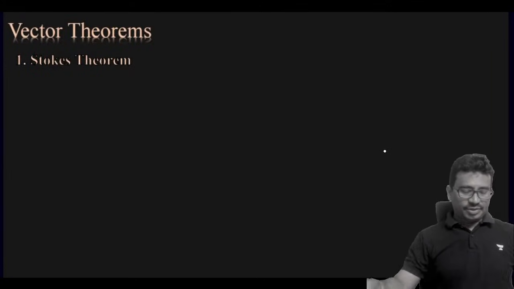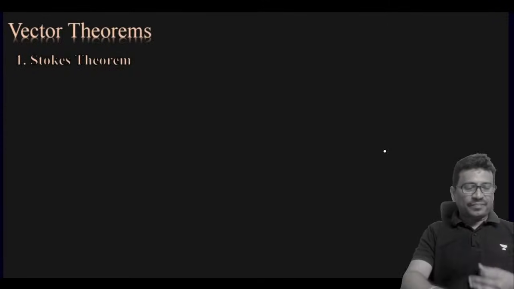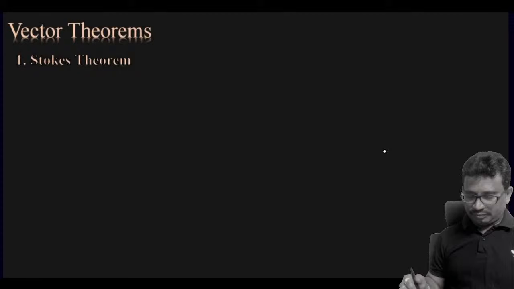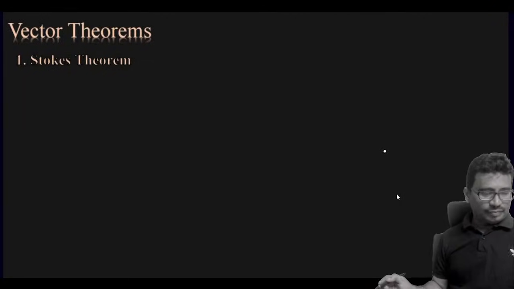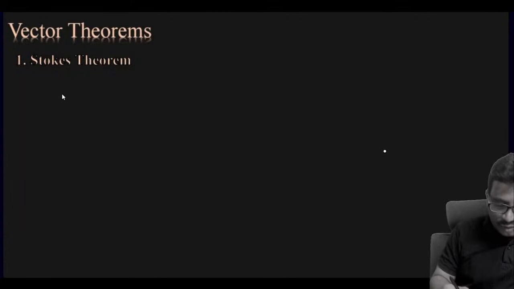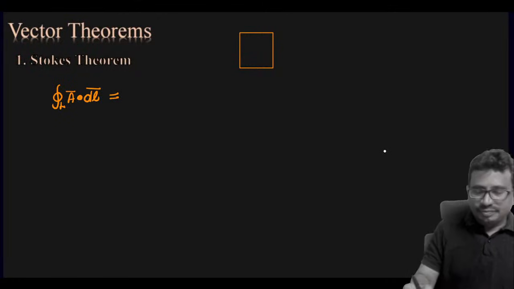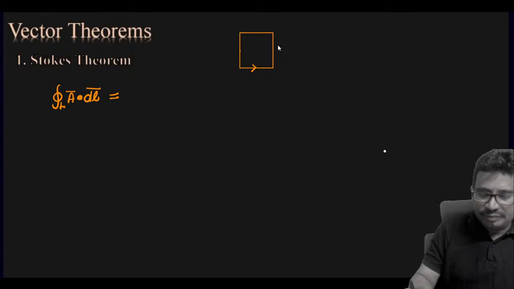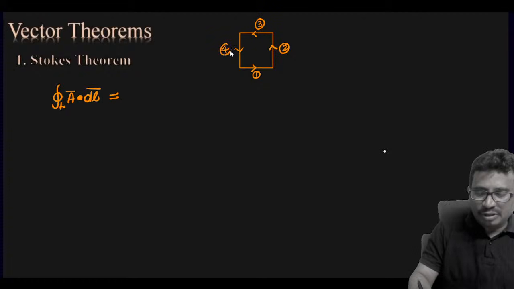Next we'll talk about the vector theorems. First one is Stokes theorem. So, for example, if they ask us to find the closed line integral of A bar dot dl, and let us say the closed path is given like this. Let us call this the first path, this the second path, this the third, and this the fourth. By joining all, we get the closed path.